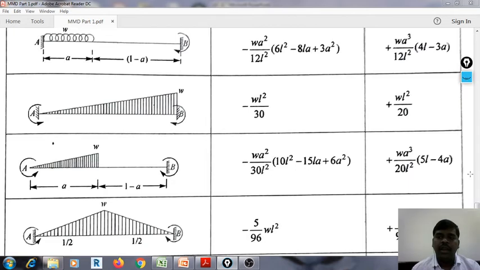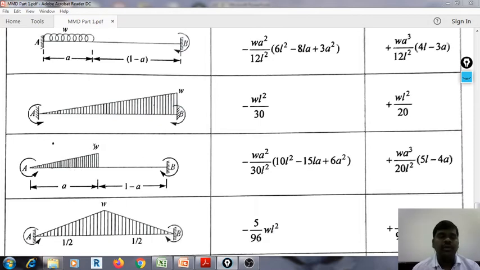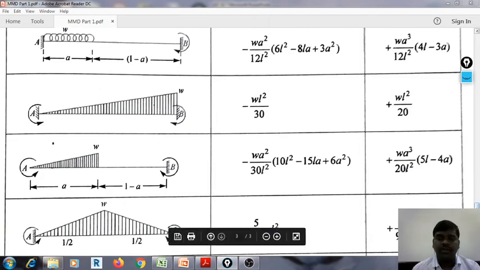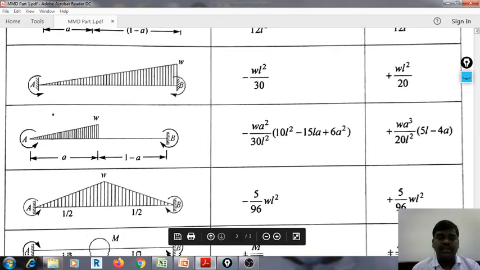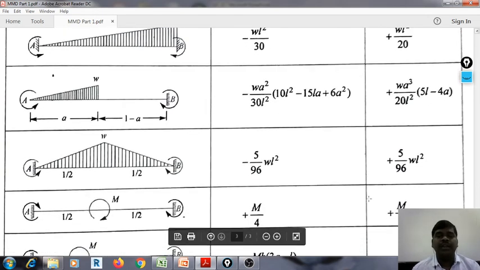Fine. And next, here you can see w is a UVL from 0, only up to a distance a it is there. That means we have this kind of formulas. Mostly these types of problems are not asked at UG level. This is also important when a UVL is triangular in shape.